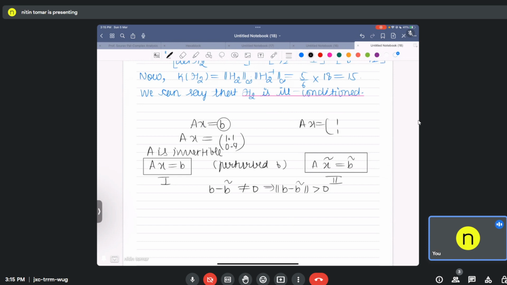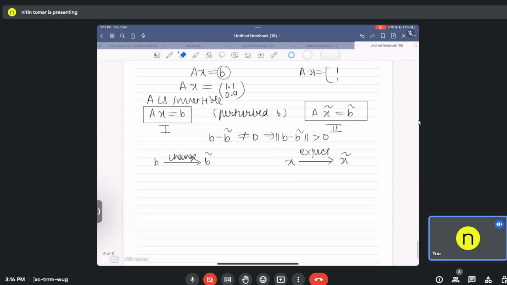Now one natural question will be, since you have changed b to b tilde, then what change can you expect in the solution, correct? Because you have changed the right hand side vector, so the solution will not be the same. Some change should be there. So now the aim is to keep track of how good or bad this change is. By change I mean relative error.